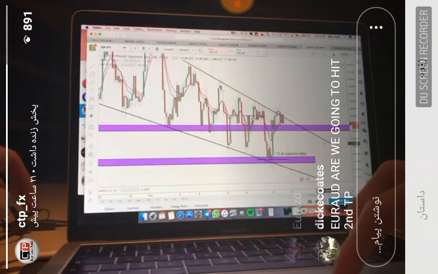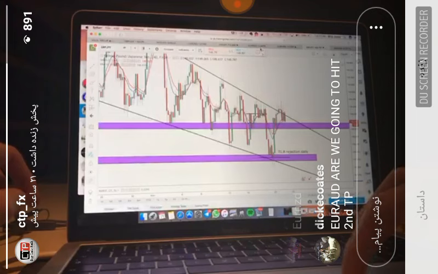What are we saying? Euro NZD, Euro AUD, are we going to hit? Euro AUD deal, have a quick look at that one. I haven't looked at it in a while actually.